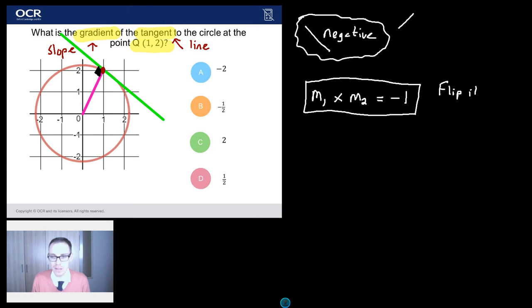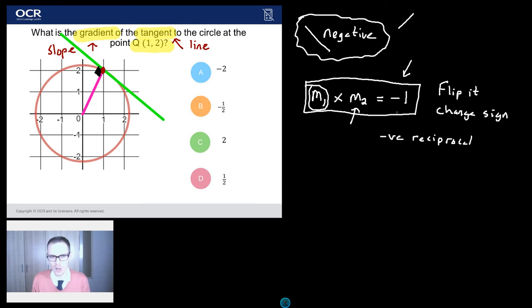Flip it and change the sign. That's okay. So flip it and change the sign. Or some people like to say it's the negative reciprocal. I don't mind. Mathematically, when you get to A level, that's the best way of thinking about it. But this is okay. Bottom line is we need to work out the gradient of our radius. And then once we've got this, that's going to help us get this using any of these methods.